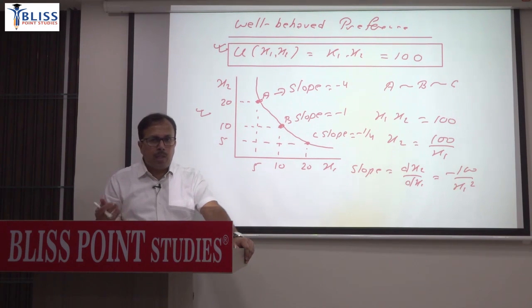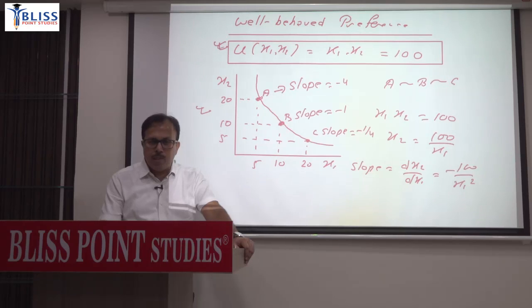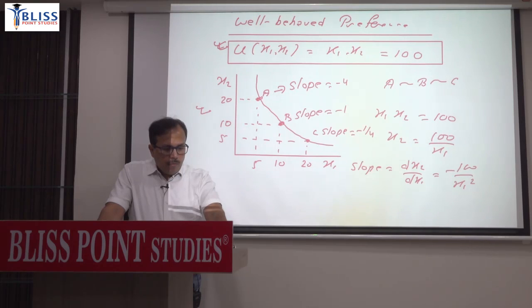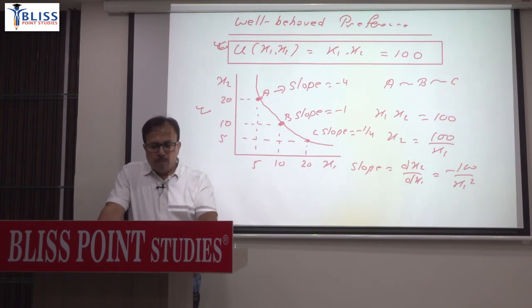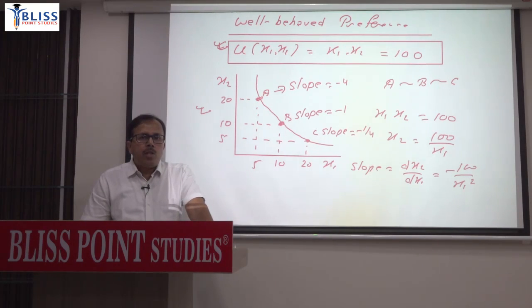Now to explain the property of this well behaved preference, the reference source basically says you can write the meaning of indifference curve, just write a definition. An indifference curve represents different combinations of goods that provide the same level of utility.